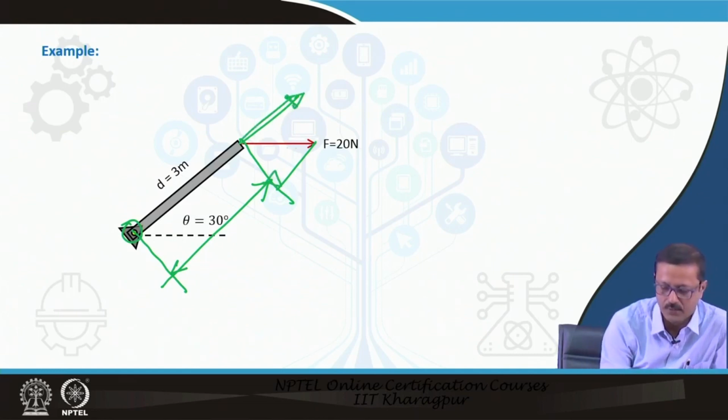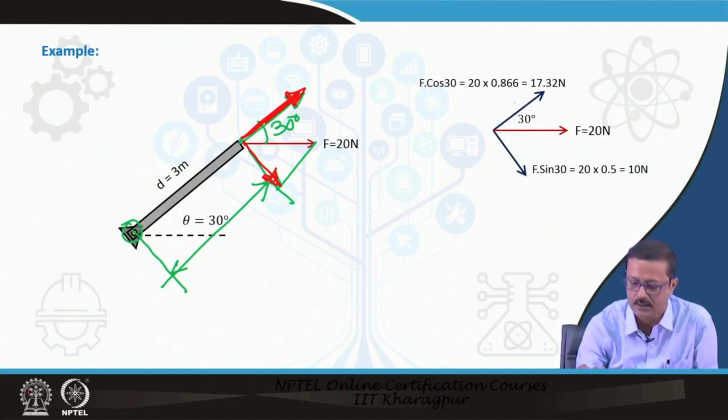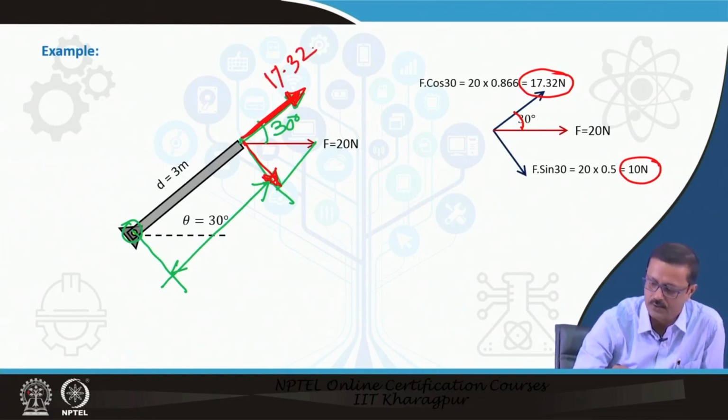If this is the force, this angle is also going to be 30 degrees. Suppose I take the red color as the force. This is the force and this is the angle, 30 degrees. This force has a cos component of 20, which is 17.32, and a sin component of 20, which is 10. So, this is 17.32 and this is going to be 10.